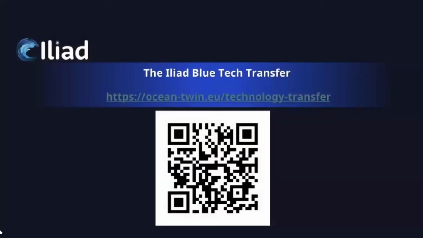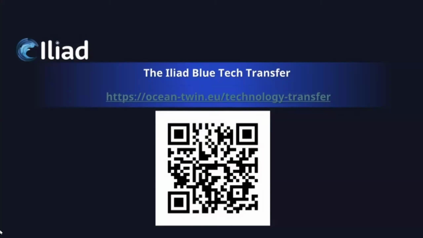So, the Iliad Blue Tech Transfer is a specific one-stop shop with verified and consolidated information on all types of resources available for your project. Through a series of questions, the system will identify key characteristics of your project that it needs to show you the resources available for your project. Let's see how it works.